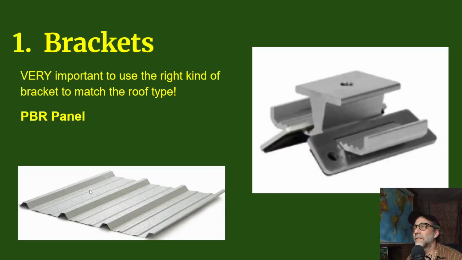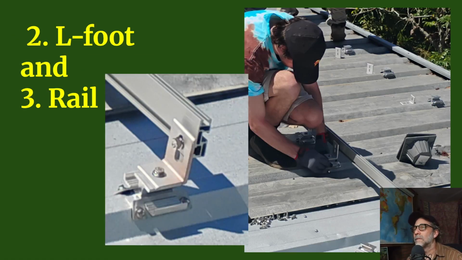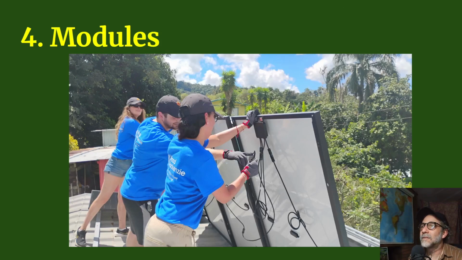Also, some of the roofs have a different shape. This is called a PBR panel, and these are the types of brackets that we use for that. So every 4 feet or so, we're going to mount a bracket and an L-foot. You can see over here there's some brackets that have been mounted, but the L-foot hasn't been put on. Once the L-feet are on, then we mount the rail to the L-feet. So we have the brackets. On top of the brackets are the L-feet, and on top of the L-feet are the rails. What comes next? The solar panels.